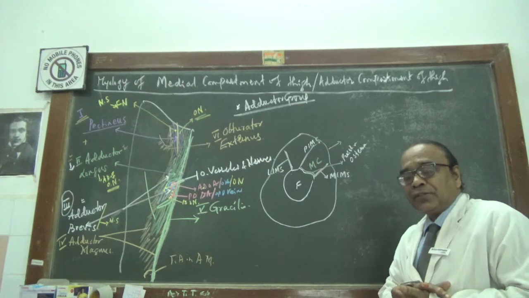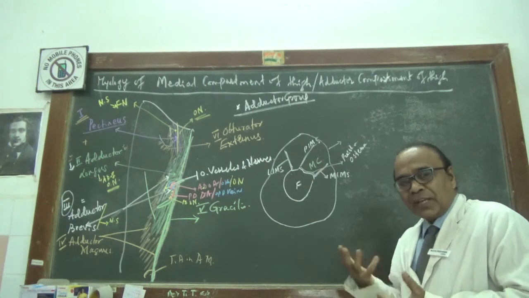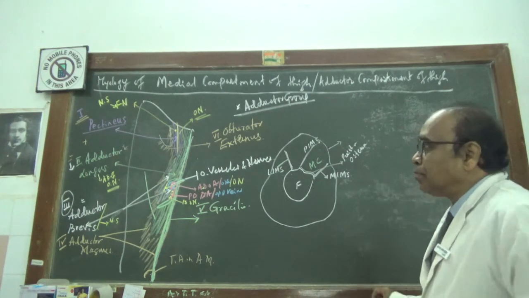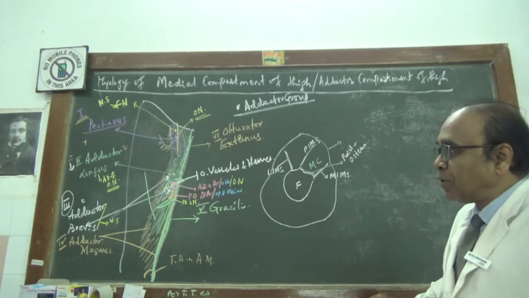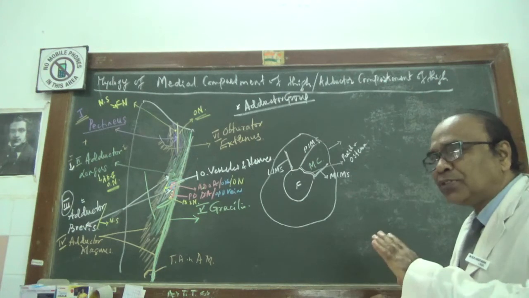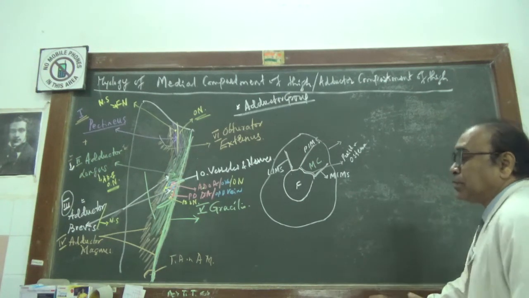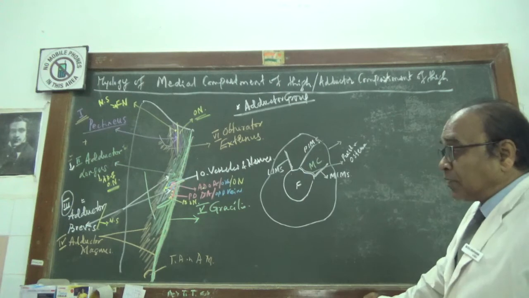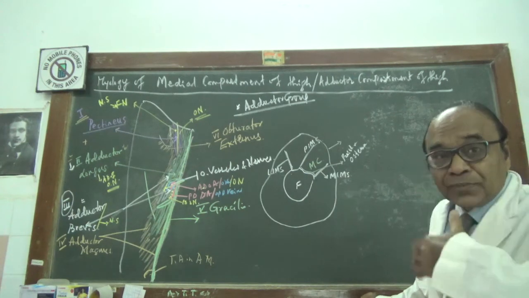We finished a few muscles such as pectineus, adductor longus, adductor brevis, whereas we had just opened the topic on the adductor group only. In that, adductor magnus we were on the way to tell.